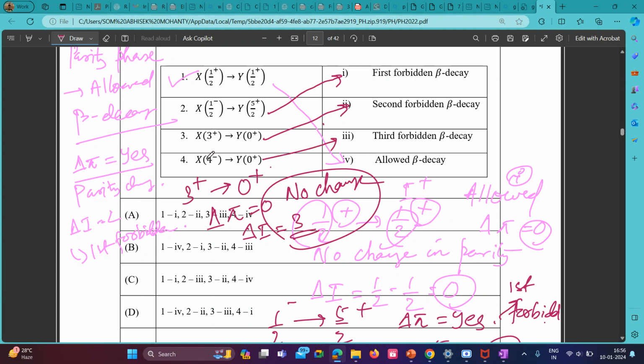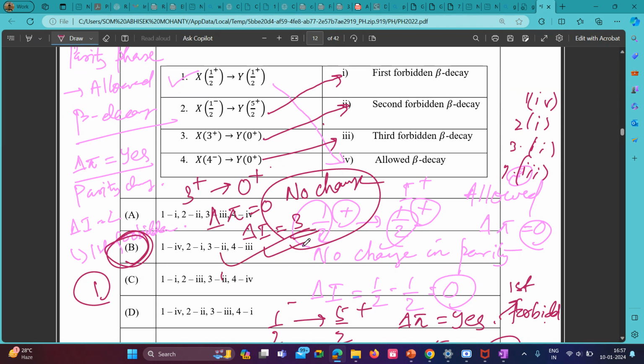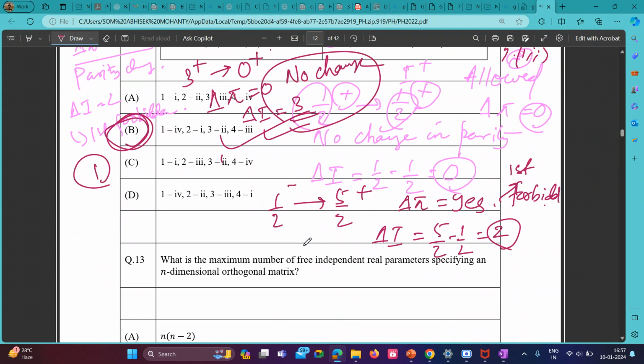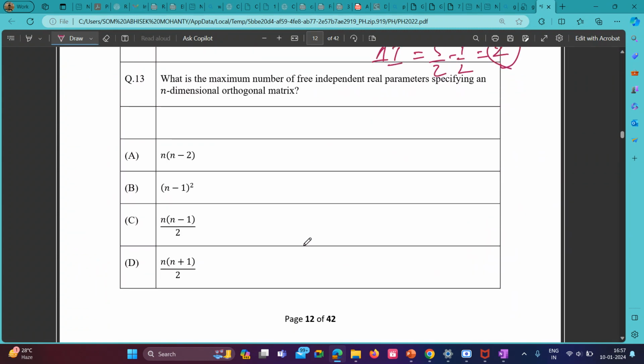See, parity is changing and del I is 4. So third forbidden. So here 1 is I, 2 is II, 3 is double I, and 4 is triple I. Alright. So let's see which option is saying. Yeah, this one. Option B. That is 1 mark. See how conceptual the question is. Yeah. Next. Question number 13.